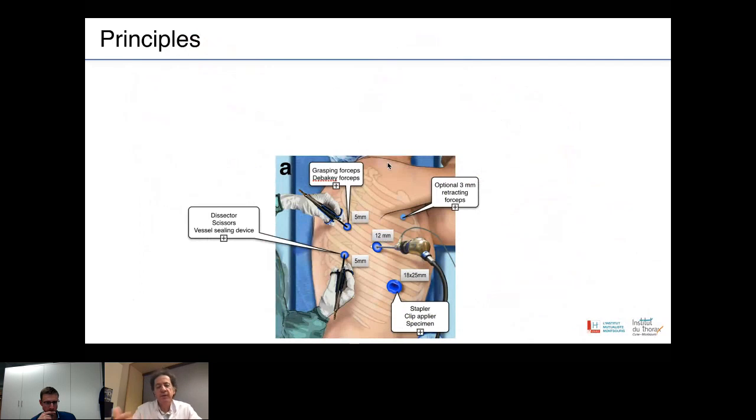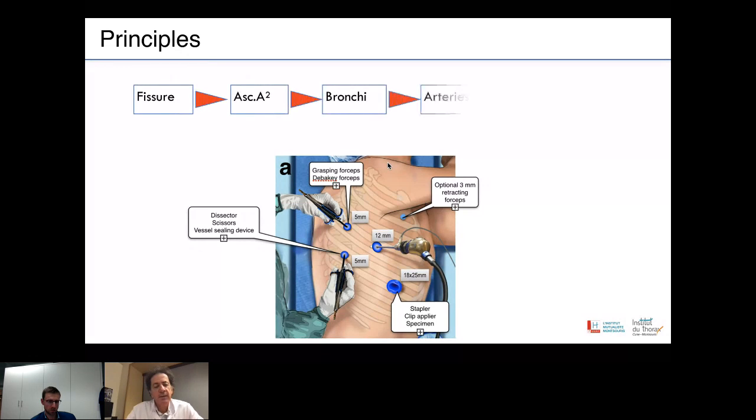Multiple ports, and we are using more or less the same approach as we do for a right upper lobectomy. We do it totally reversed compared to what most of us are doing, who approach from the front. So we approach by opening the fissure, controlling the ascending A2, then the bronchus, then the branches of the trunk, and then the vein.